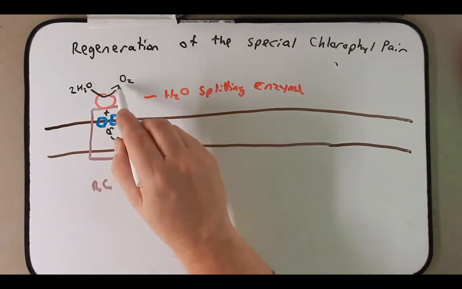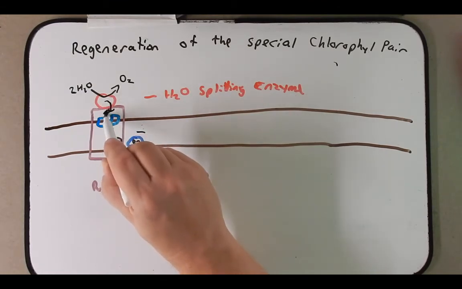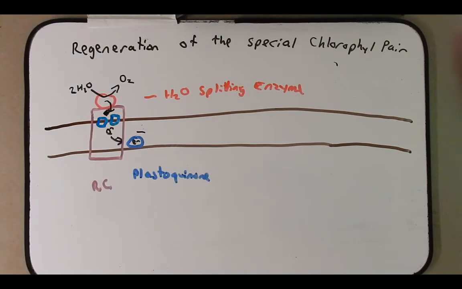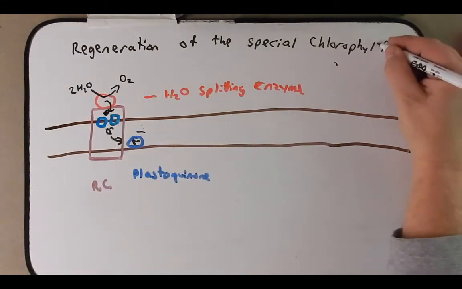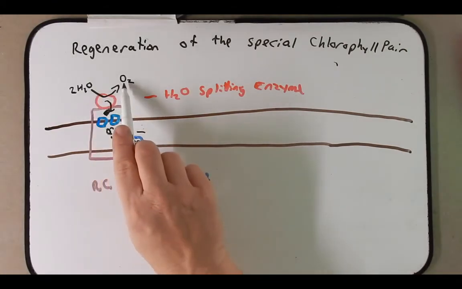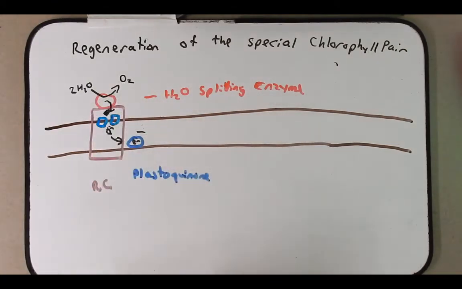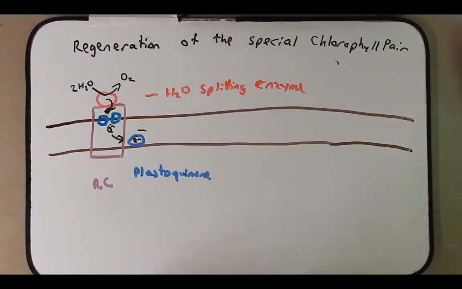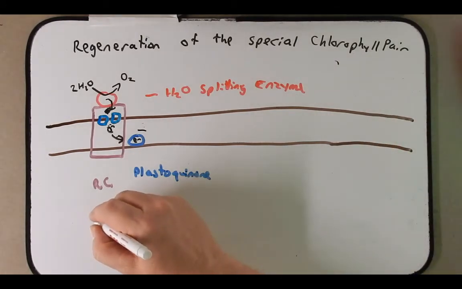As the water is being split and you're making the oxygen here, electrons are going to flow in here to the chlorophylls, removing that positive charge. Okay, so again, in regenerating this special chlorophyll pair, water is used to generate oxygen, and the electrons released from that are given to these chlorophylls. Okay, so this is how we regenerate the special chlorophyll pair for Photosystem II.